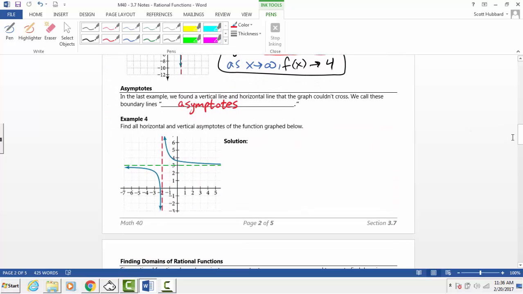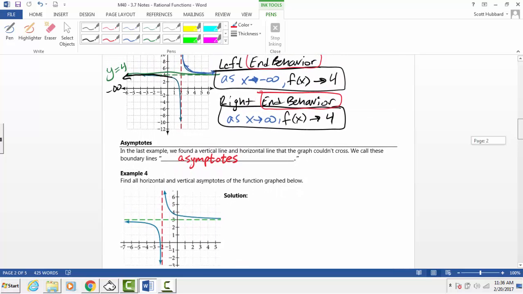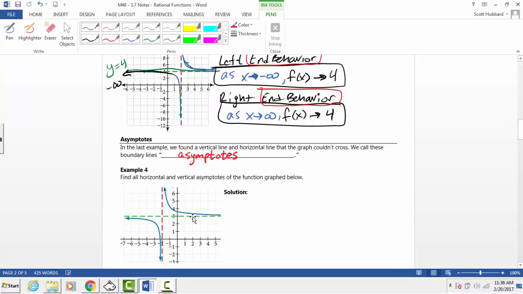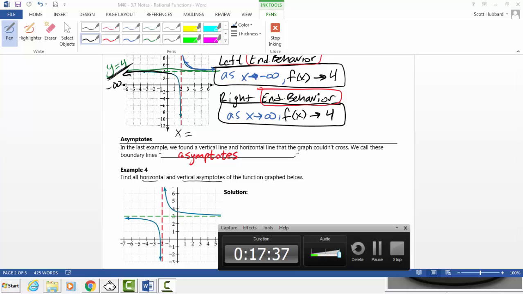I want you to pause this video real quick and take a look at this next example, example 4. I want you to find the horizontal and the vertical asymptotes here, and see if you can identify, like I have been, what an asymptote is. Horizontal means it's y equals. Vertical means it's x equals. So see if you can identify the asymptotes, and then when we come back, I also want to get more practice identifying the behaviors. So go ahead and pause the video and try it.